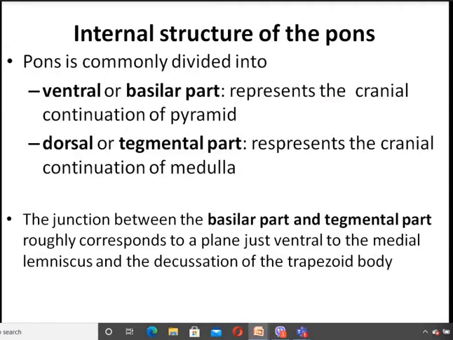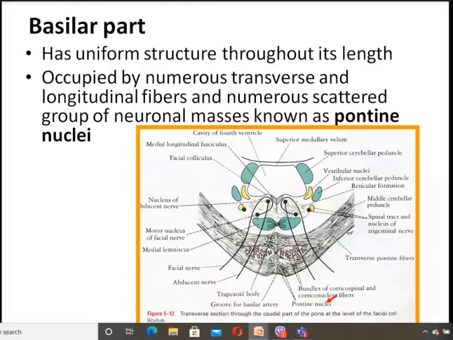So the junction between the basilar part and the tegmental part roughly corresponds to the plane just ventral to the medial lemniscus. Yesterday I discussed the medial lemniscus and the decussation of the trapezoid body. So that is the junction between the basilar part and the tegmental part. The basilar part is the ventral or anterior one, the dorsal one is the tegmental part. So this is the trapezoid body and this is the medial lemniscus. In front of it is the ventral or basilar part, behind it is the dorsal or tegmental part.